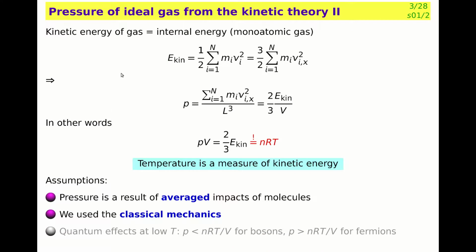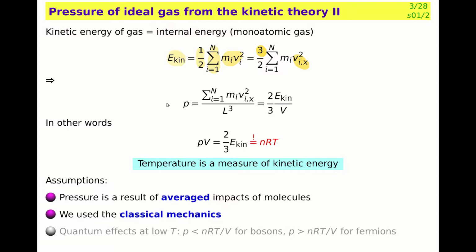Okay, so once again, the kinetic energy of my system of molecules is 1/2 of the sum over all molecules, mass times the velocity squared. Assuming that all directions are equivalent, I can use here just one component, and here I have 3 times this. And the kinetic energy is essentially the internal energy of our monoatomic gas, because I don't have anything else where the energy could be stored. I have only the kinetic energy.